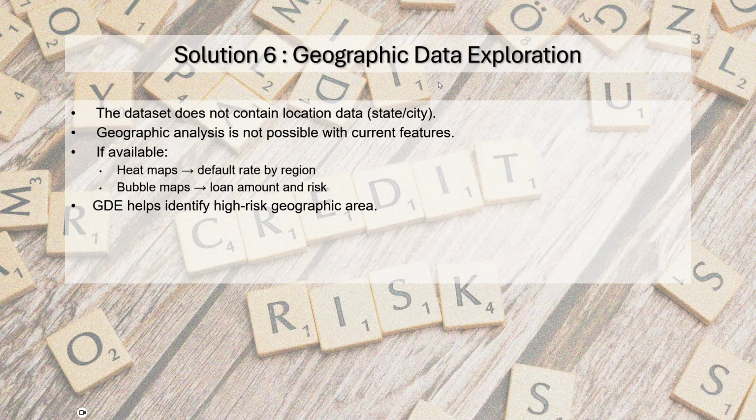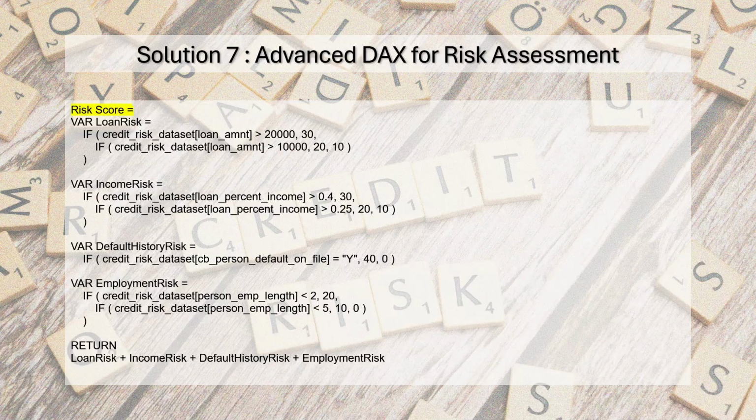So now let's move on to the next question, geographic data exploration. There is a problem in this dataset. This dataset does not contain location data like state or city, and geographic analysis is not possible with the current features. If this data had been available, then I would have used heat maps and bubble maps. Geographic data exploration helps identify high risk geographical areas.